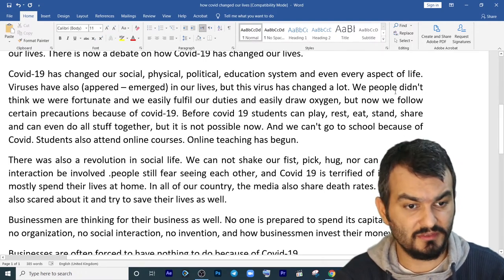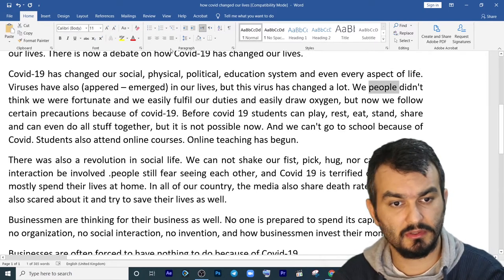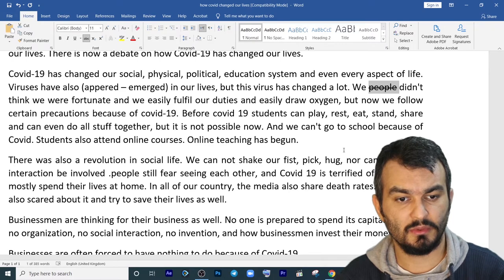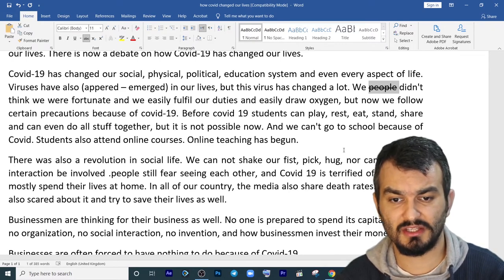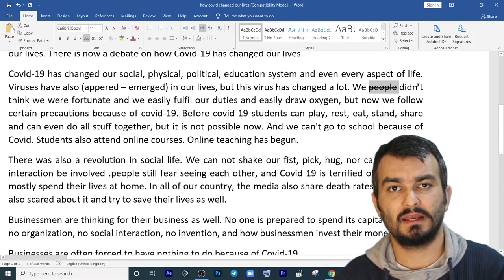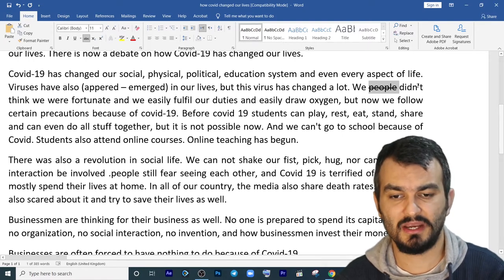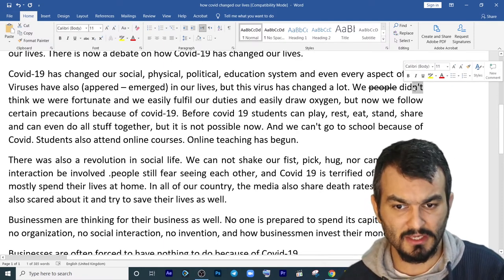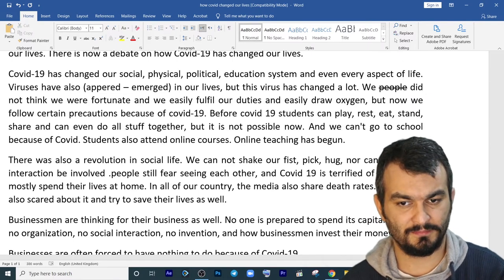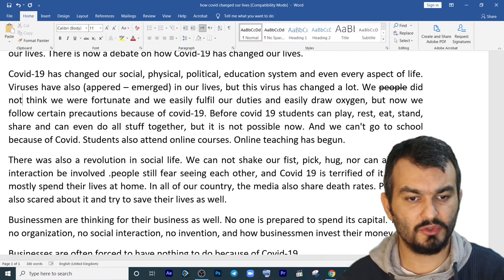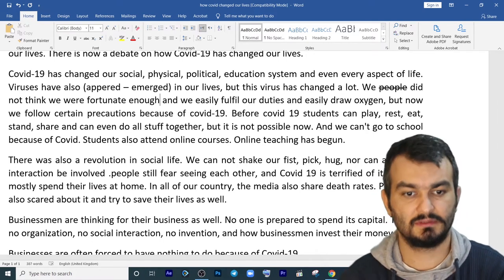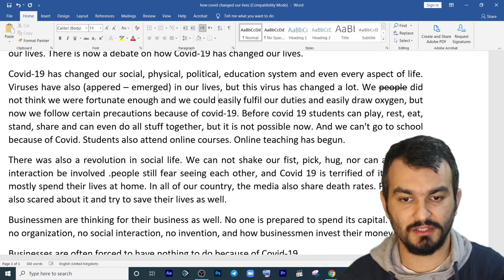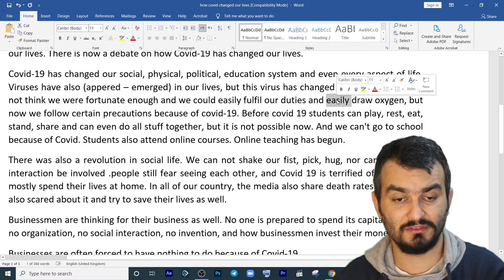Anyway, "we didn't think we were fortunate, and we easily fulfill our duties and easily draw oxygen." Oh my goodness. First of all, guys, in academic writing, it is not good to use abbreviations, contractions, or short forms. So in this case, you can say "did not." We did not think we were fortunate enough, and we could easily fulfill our duties.